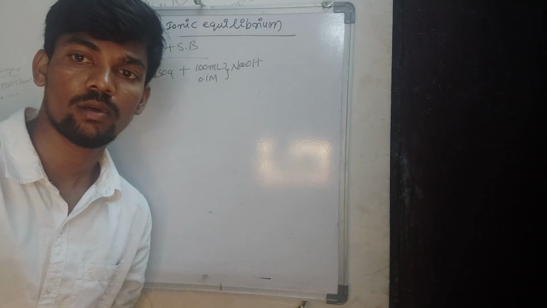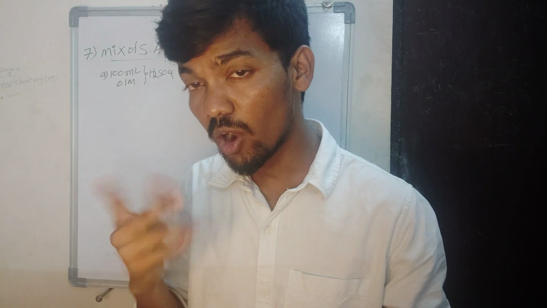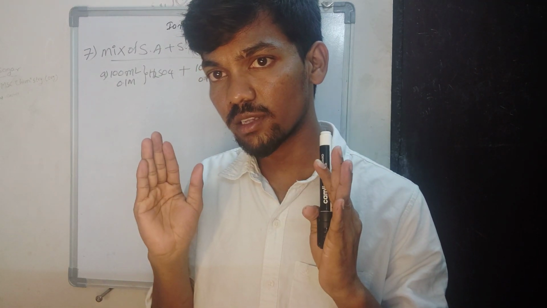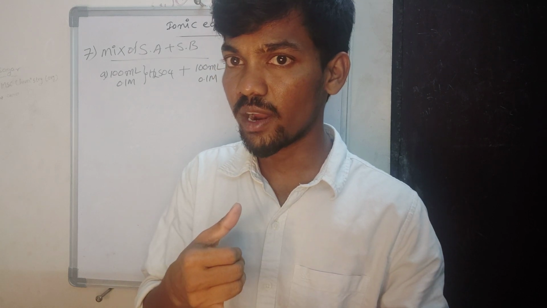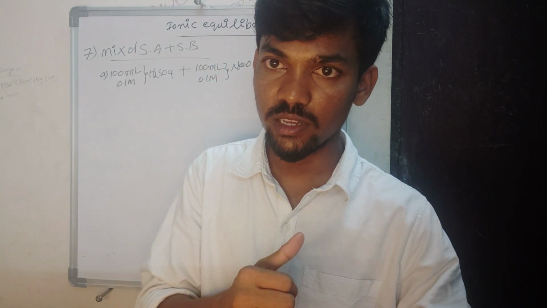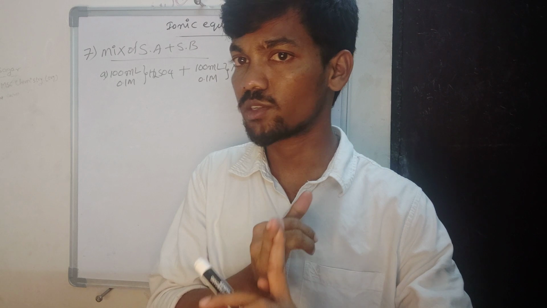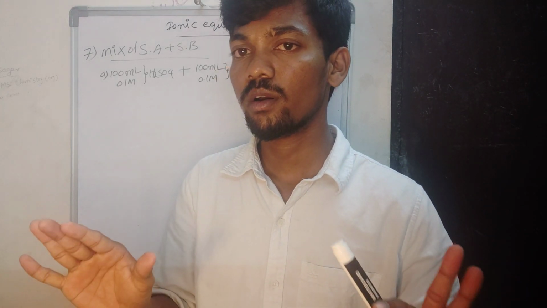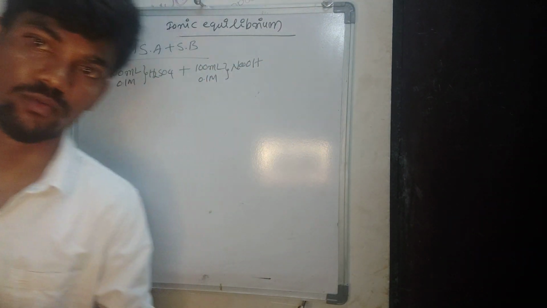Understand? Next one, listen. We already discussed the pH concept when two strong acids are combined. If two strong bases are added, how can you find the pH? We completed that concept. If a strong acid is alone, how do you find the pH value? We completed that. And if a strong base is alone, how do you find the pH value? We completed that. But if a strong acid and a strong base are added, how can you find the value?